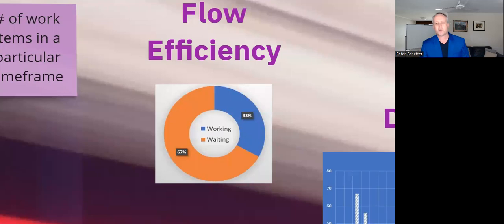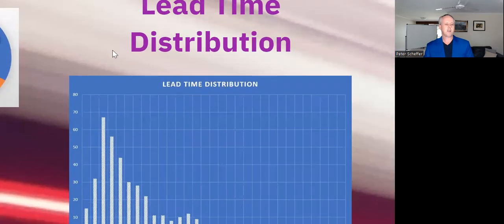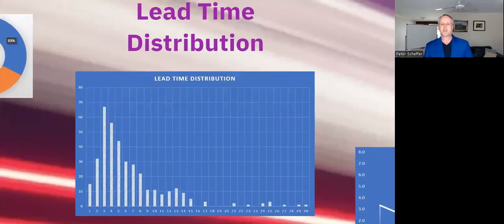We can apply this also to our portfolio pipeline and use that information to identify where work gets stuck in invisible queues in the organization and aim to lean out portfolio processes. Lead time distribution measures the frequency with which work items are completed in a time frame.